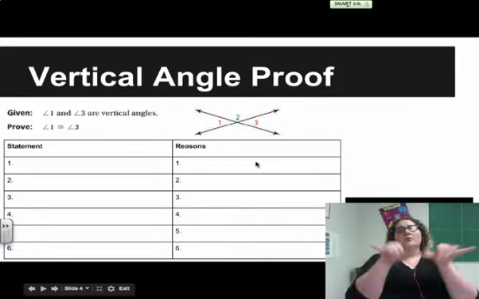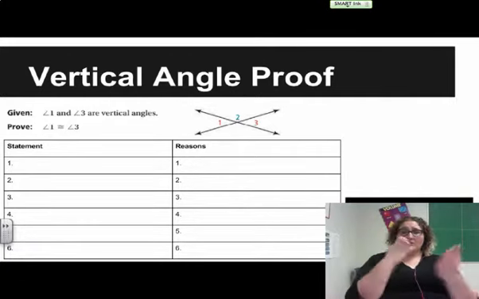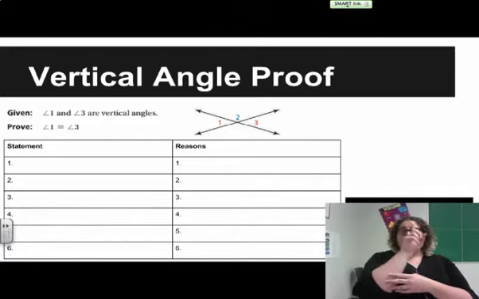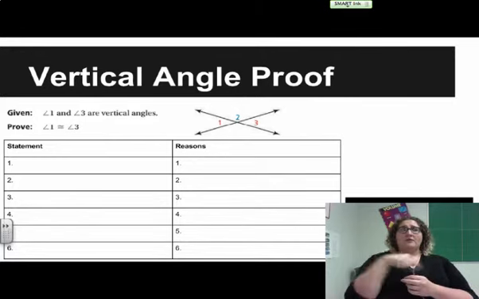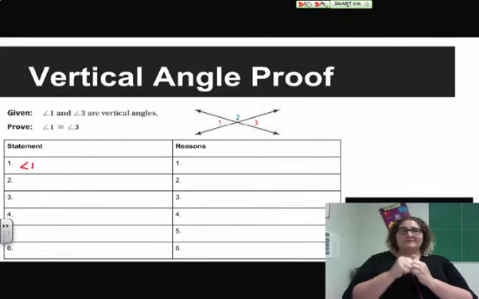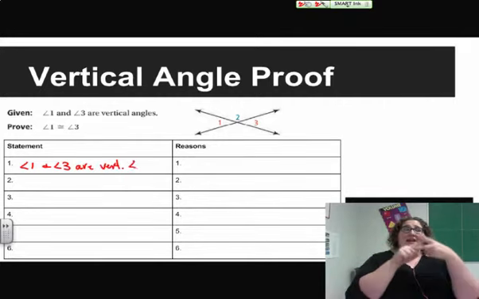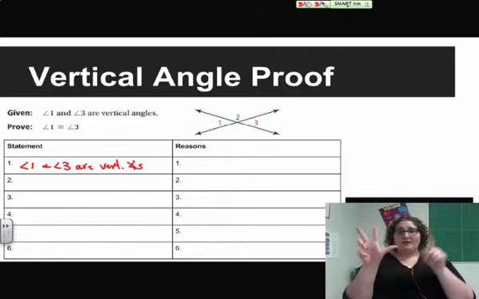Vertical angle proof. It says, given that angle 1 and angle 3 are vertical angles, prove that angle 1 is congruent to angle 3. Okay, first, we want to start off with the given information. Almost all proofs start off with the given information, and that's to say that angle 1 and angle 3 are vertical angles. And that was given.